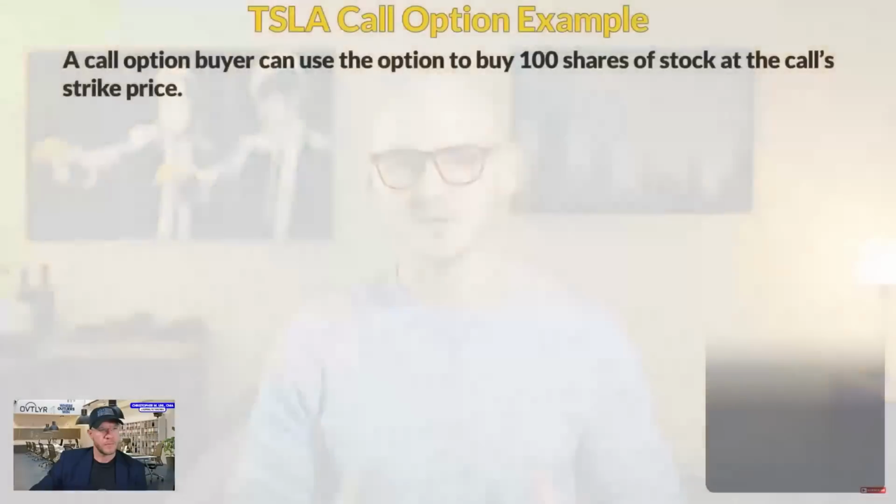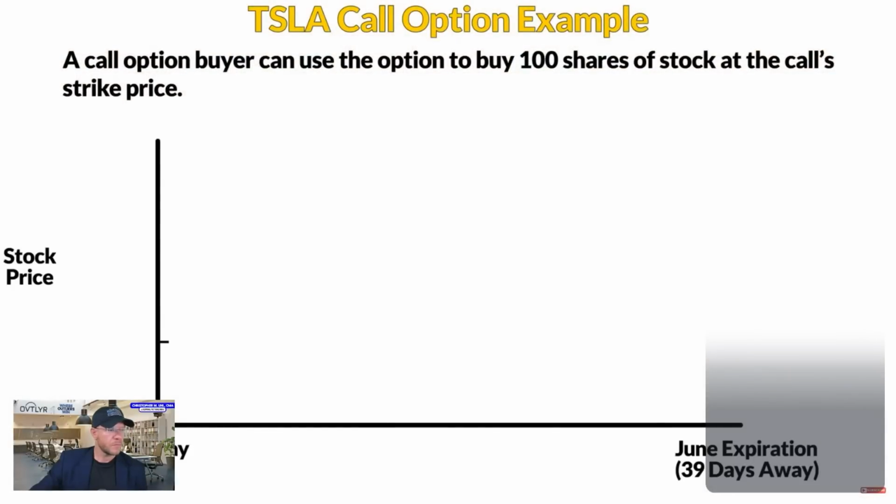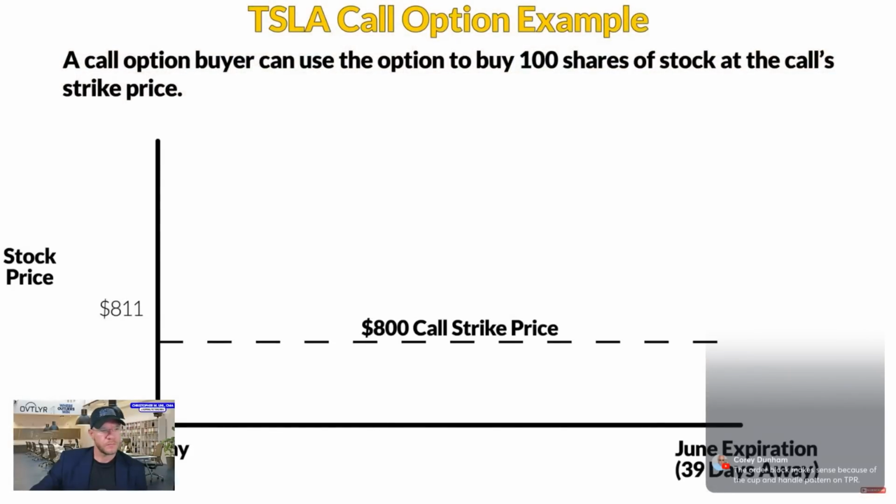Now, this is a really expensive option. Don't worry, because not all options are this expensive, but we'll talk about exactly why this option is so expensive in just a little bit. But why would this option be worth over $8,000? That seems a little bit crazy. Remember, a call option buyer can use the call option to purchase 100 shares of stock at the call option strike price between now and the expiration date. And in this case, the expiration is 39 days away.